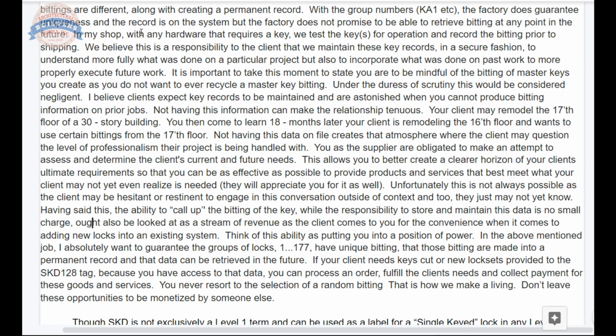We believe this is a responsibility to the client that we maintain these key records in a secure fashion, behind a password, with data backed up, completely secured, to understand more fully what was done on a particular project, but also to incorporate what was done on past work to more properly execute future work. You've got to maintain records. You need to be able to look back at records so that you know where to go in the future.